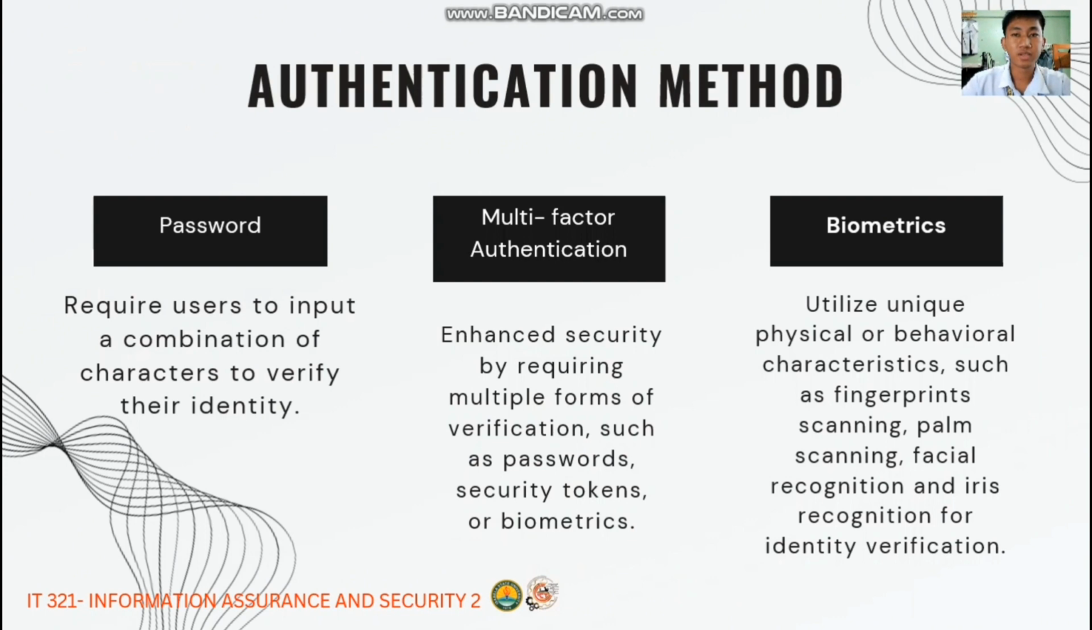These are the types of authentication methods. First is password. Passwords require users to input a combination of characters to verify their identity. So, a password is a secret combination of characters used to authenticate the identity of a user before granting access to a system, device, or account. It serves as a security measure to protect sensitive information from unauthorized access.